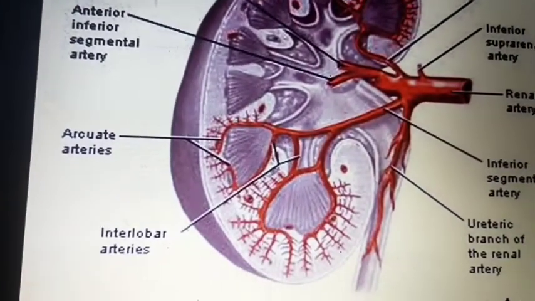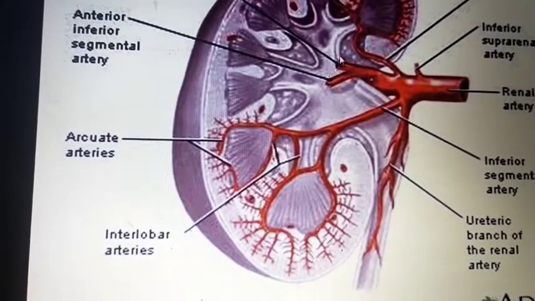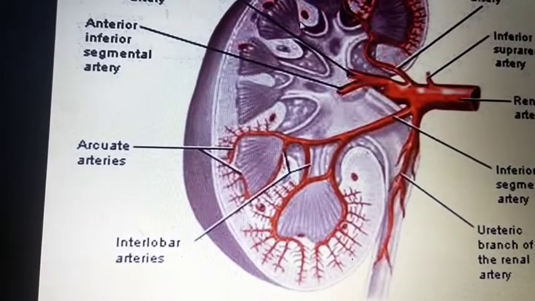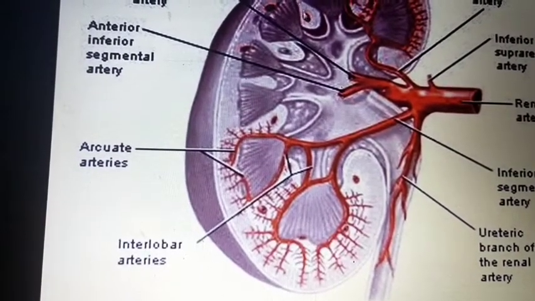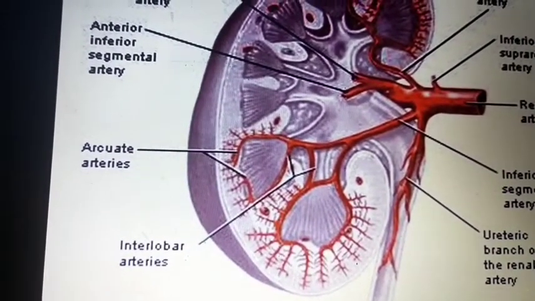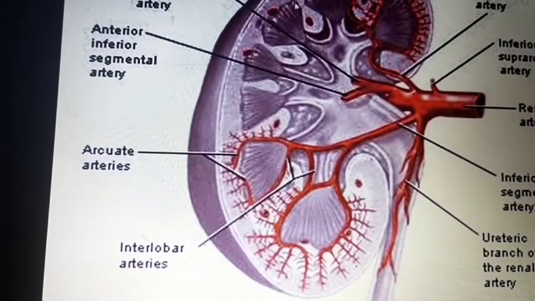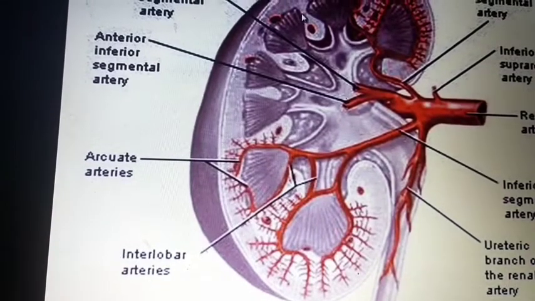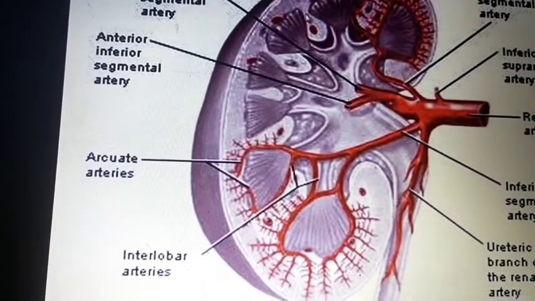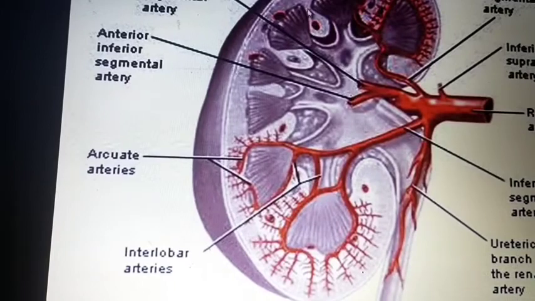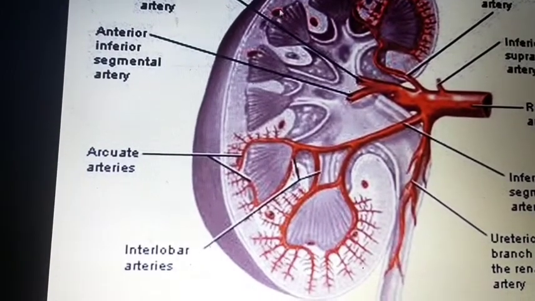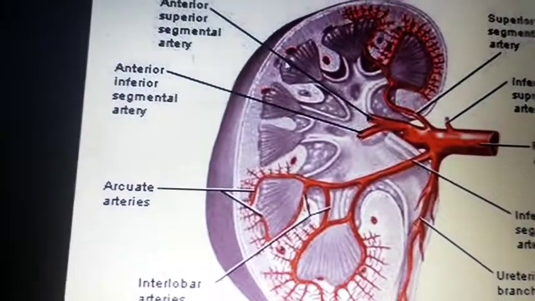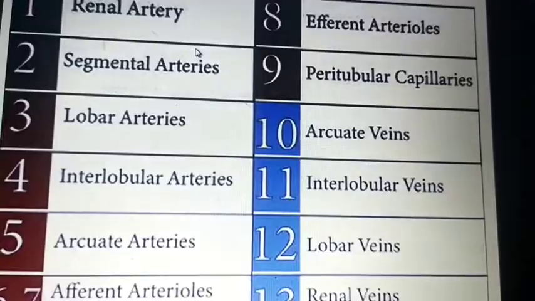Each lobar branch further divides as an interlobular branch, because in between the two lobes, this is the lobar branch and this is the interlobular space or the renal column. They further give branches, and these are the interlobular branches. Then you can see the arcuate branches; because they are bent and look like arches, they are called arcuate arteries. You can go to the next slide.